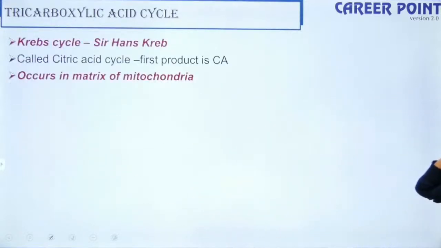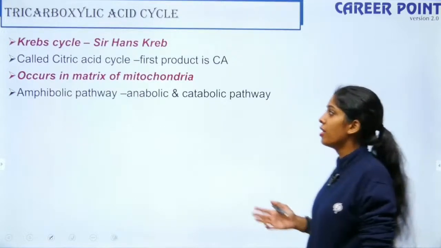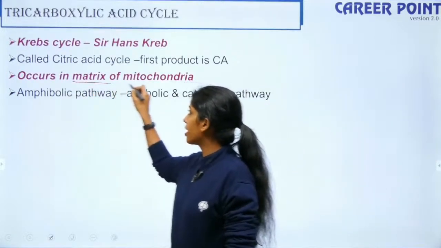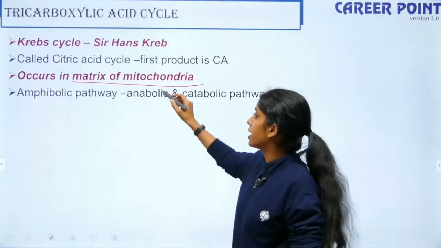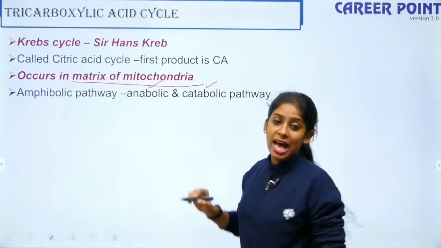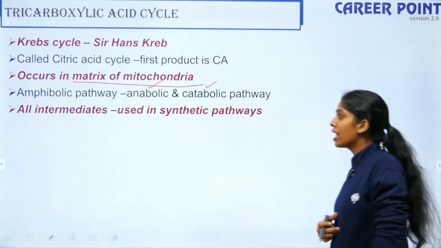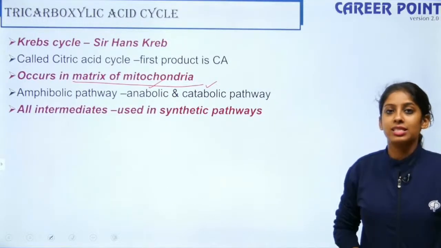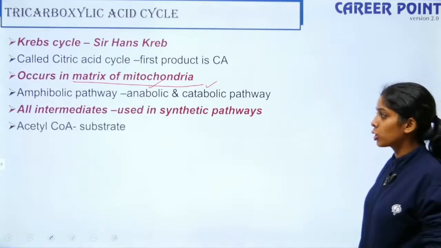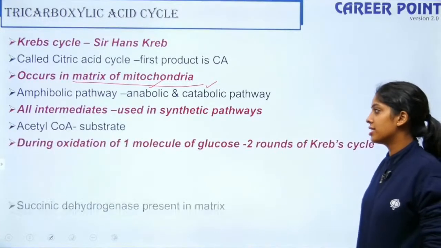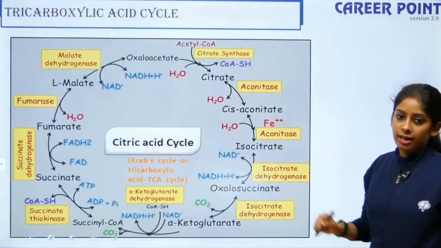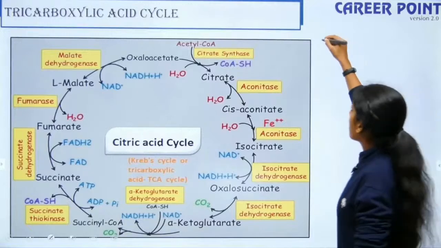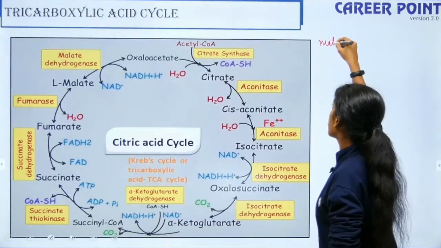So the first stable product in your citric acid cycle is citric acid, hence the name. It occurs in the matrix of the mitochondrion. Your Krebs cycle is an amphibolic pathway because it has both catabolic as well as anabolic reactions. All intermediates that are formed in this reaction are used in your synthetic pathways. Here the substrate is acetyl-CoA, right? Fine. So this is your tricarboxylic acid cycle, which happens in the matrix of mitochondria.